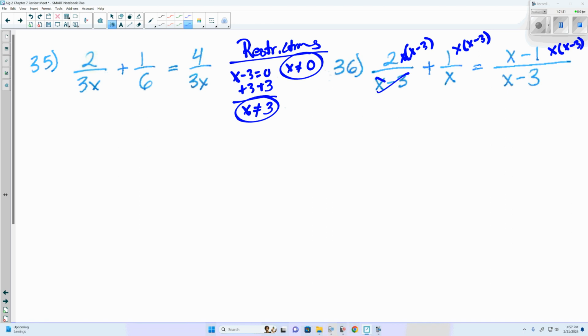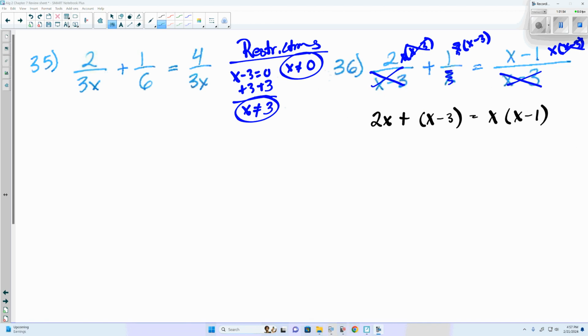And on the first part, x minus 3 and x minus 3 cancel, leaving us with 2 times x or 2x plus. In the middle, x and x cancel, leaves us with 1 times x minus 3. And lastly, x minus 3 and x minus 3 cancel, leaving us with x times x minus 1. So we get this here.